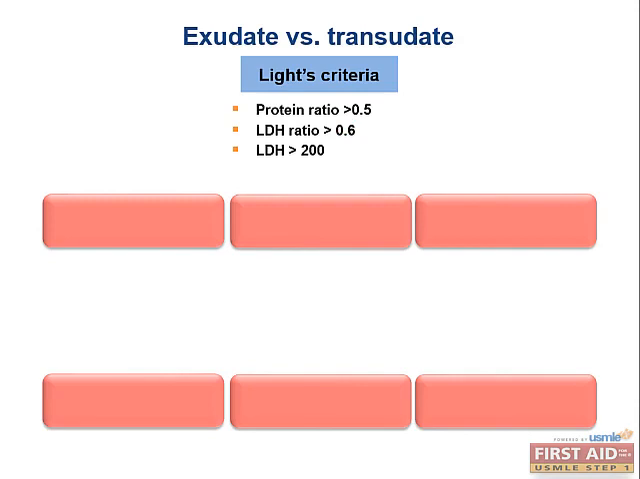And the final one is LDH, the raw number. If it's greater than 200, then that is an exudate by definition. So I hope all that stuff is clear. You can go back over this yourself, but it's a very important concept that you need to know and will help you figure out a lot of different diseases associated with transudates and exudates.